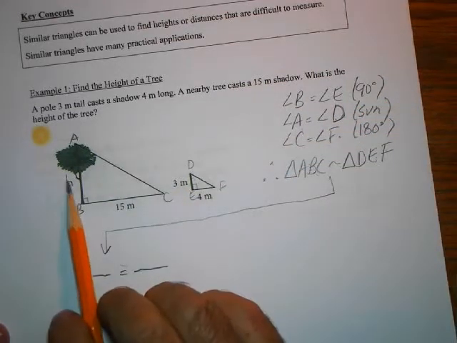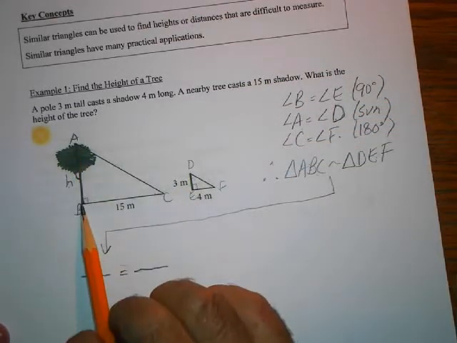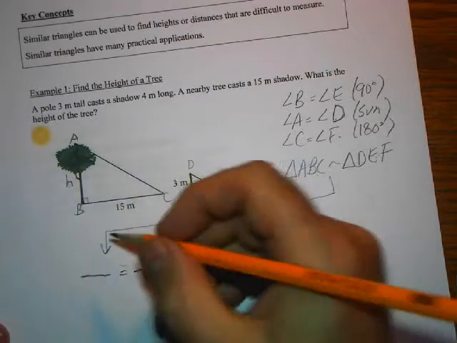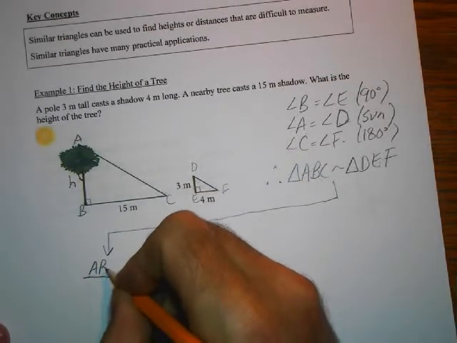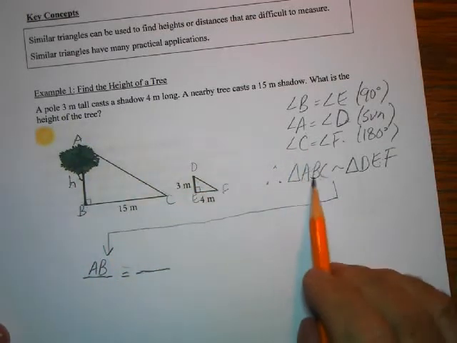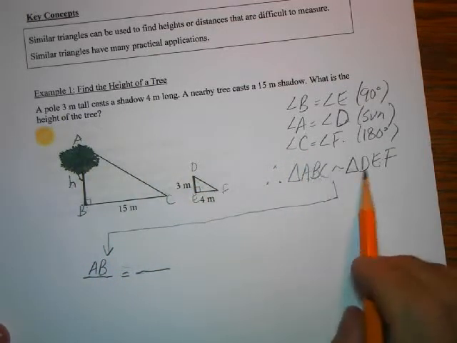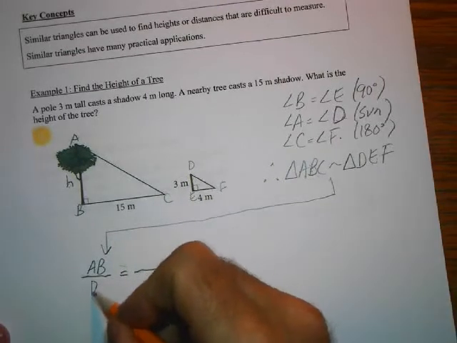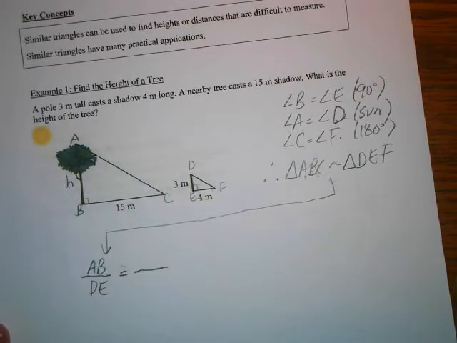Now I do happen to know that I want to figure out what H is, okay? So H, if we're just looking at the sides, H is AB. So what side does AB go with? AB goes with first, second, DE. So there's my first ratio.